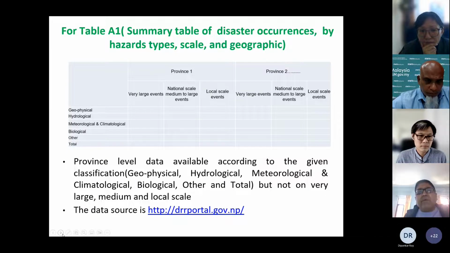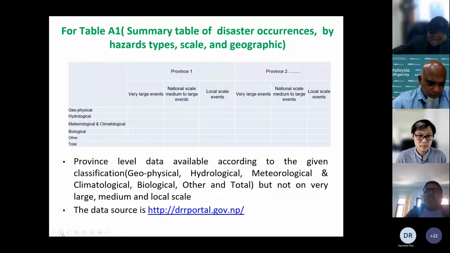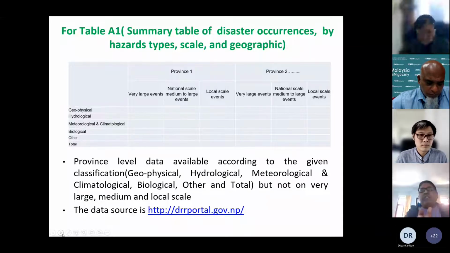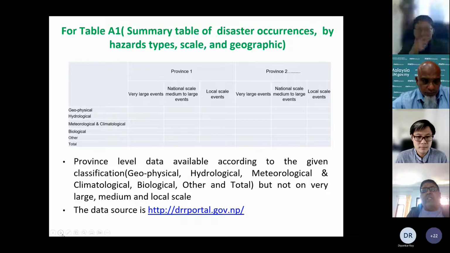We have this category data, but we do not have directly defined very large events, national scales, medium, or local scales. It has not been distinguished according to their impact, meaning how much loss, how many people injured, or how many people dead. According to that we can verify, but actually in this way it is not disaggregated. We can only get data according to the UNDRR classification: geophysical, hydrological, meteorological, biological, and others. The source of the data is the DRR portal of the Government of Nepal, which is handled by the Ministry of Home Affairs.